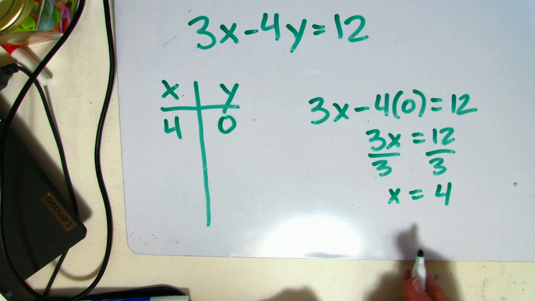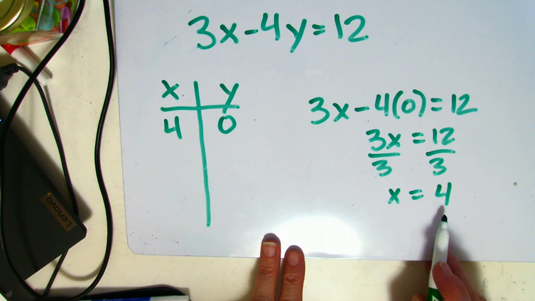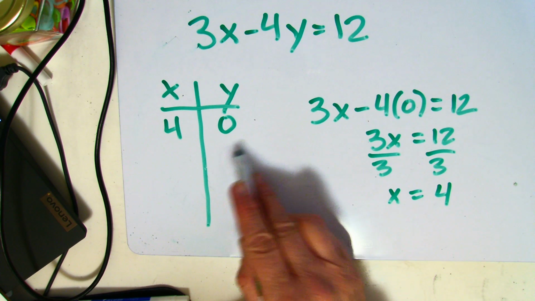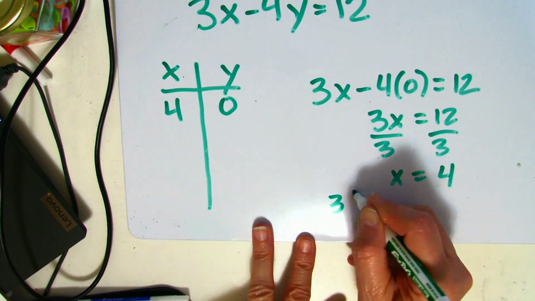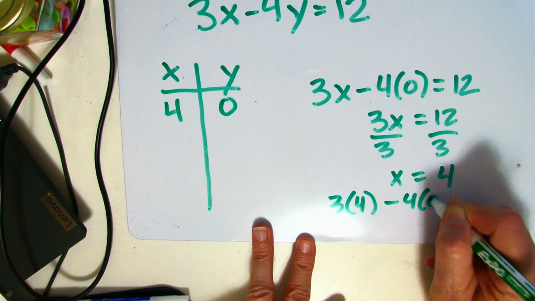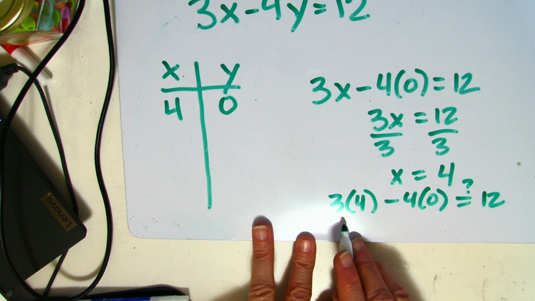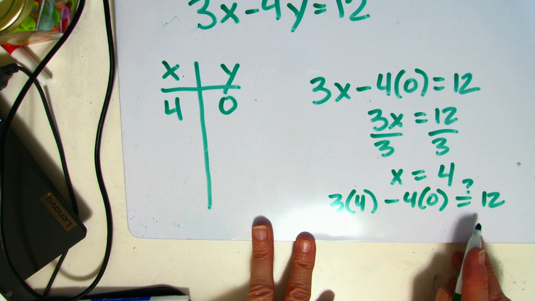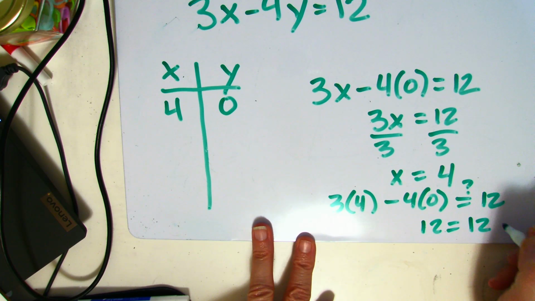Now I can double check this by plugging in the 4 and the 0. I've already plugged in the 0, so 3 times 4 minus 4 times 0, does that equal 12? 3 times 4 is 12, minus 0 is going to equal 12. So 12 does equal 12.